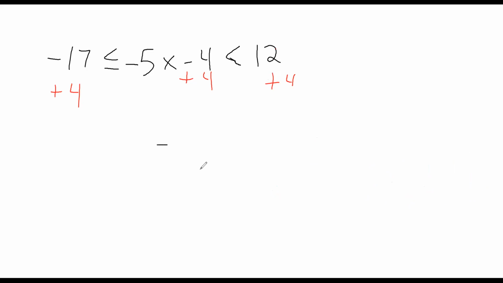So that would leave me with just the negative 5x in the middle. I've added 4 to everything, so over here, 12 plus 4, 16, very good. I would still have this: negative 17 plus 4, negative 13, correct. Very good. Hey, bada bing, bada boom, that's not so bad. It's not so bad.